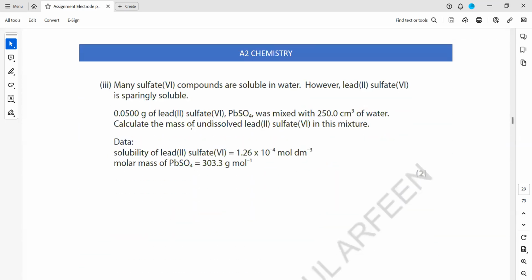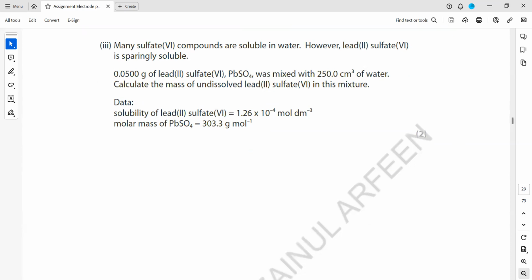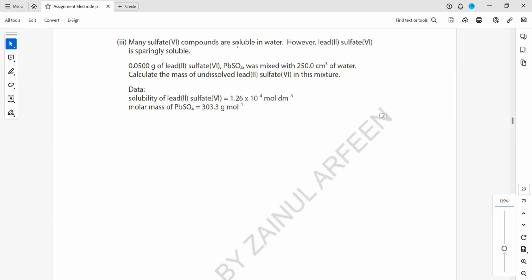The next: many sulfate 6 compounds are soluble in water. However, lead 2 sulfate 6 is sparingly soluble. 0.05 grams is mixed with 250 cm cubed. Calculate the mass of undissolved. Solubility is 1.26 mole per decimeter cubed. The molar mass of lead sulfate is given to us. So we want to calculate what mass does not dissolve. That is what we need. So first, how much mass of lead sulfate should dissolve in 250 cm cubed?